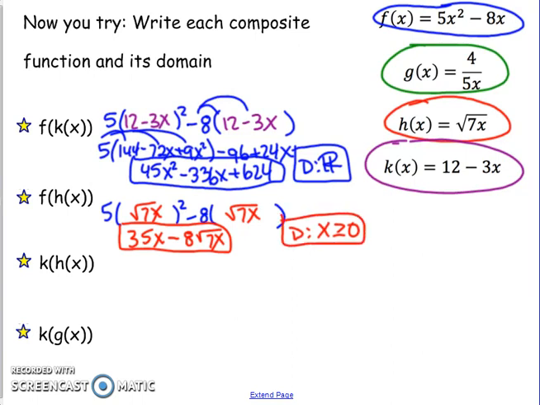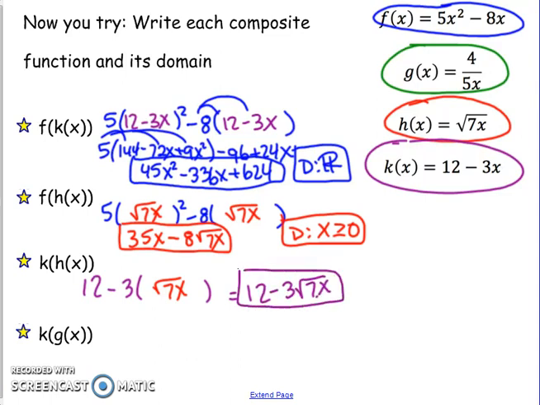And the next one, k of h of x. So we're going to write k, 12 minus 3 blank. And we're going to put in the h of x, which is radical 7x. So we end up with 12 minus 3 radical 7x. So again, this is a radical function, so the domain is going to be x is greater than or equal to 0.